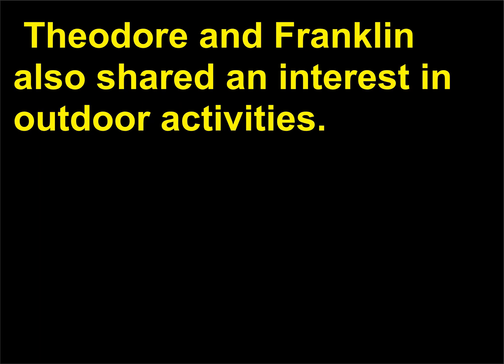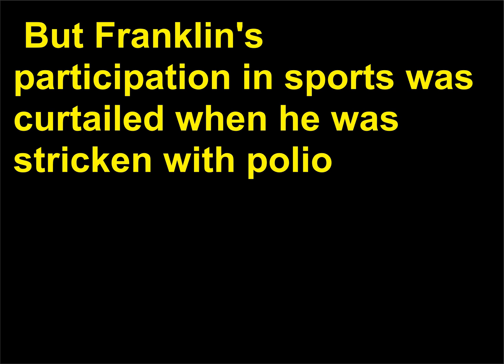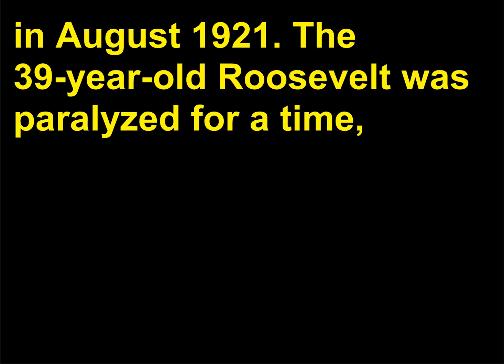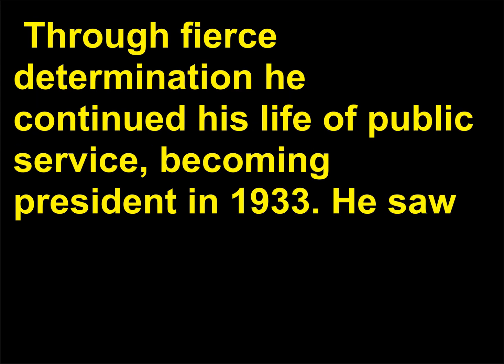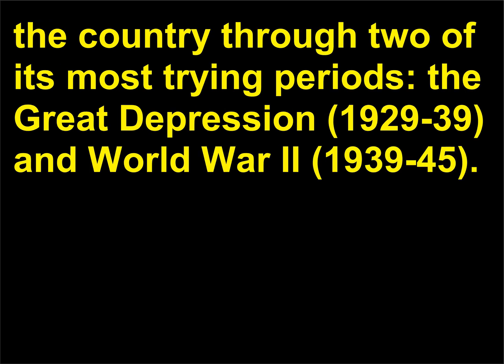Theodore and Franklin also shared an interest in outdoor activities. But Franklin's participation in sports was curtailed when he was stricken with polio. In August 1921, the 39-year-old Roosevelt was paralyzed for a time. And though he later regained movement and was able to walk with braces, he never fully recovered. Through fierce determination he continued his life of public service, becoming president in 1933. He saw the country through 2 of its most trying periods, the Great Depression, 1929-39, and World War II, 1939-45. He died suddenly of a brain hemorrhage in April 1945.